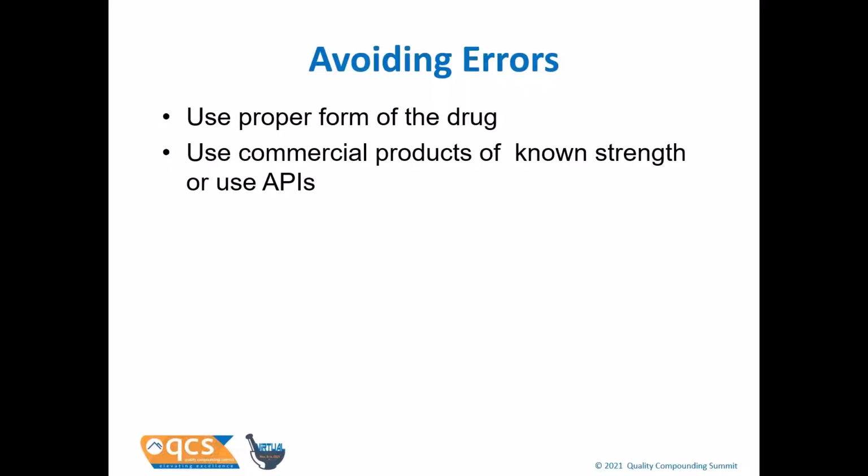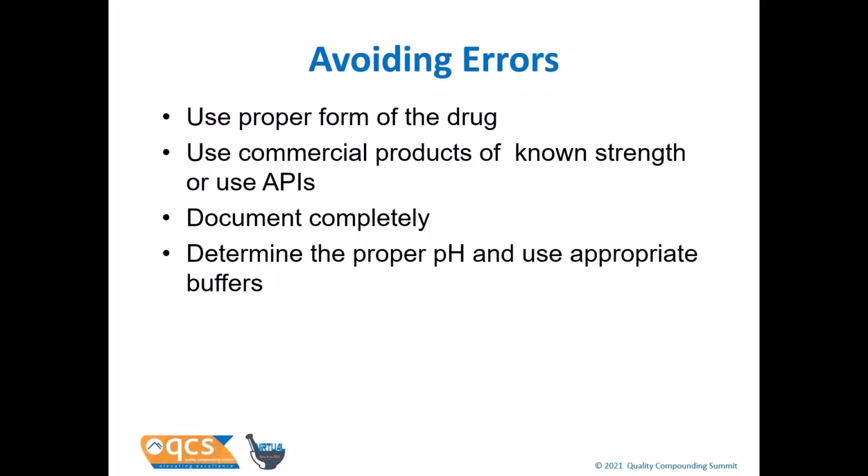Avoiding errors. Use a proper form of the drug. We've already mentioned that. Use commercial products of known strength, or use APIs. This is why it's always best to use APIs instead of commercial products if you can. In a lot of cases, you can't, especially in an IV admixture program. Sterile compounding may be a different situation where you have to use commercial products.